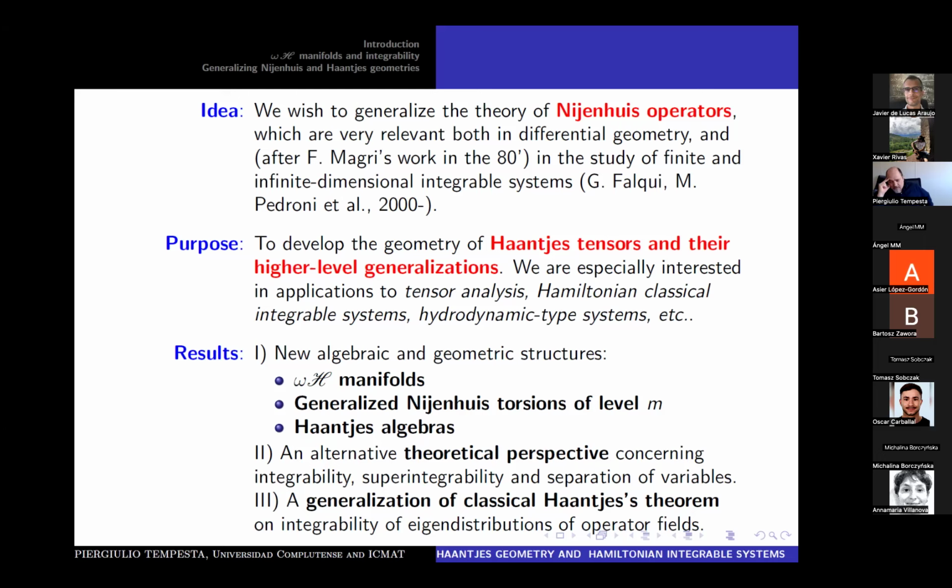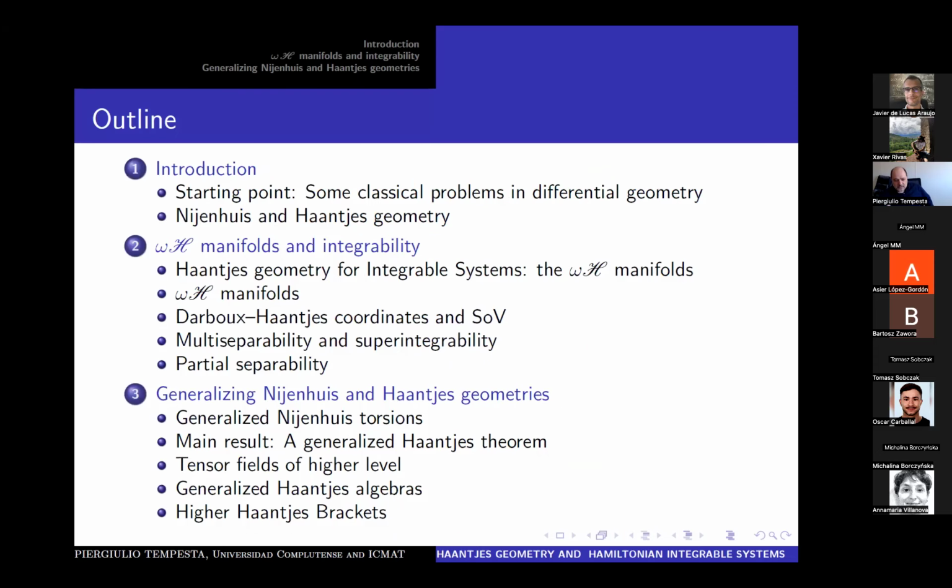Essentially, this framework gives us an alternative perspective about classical notions like integrability, superintegrability, separation of variables. So everything can be discussed and reinterpreted in this Haantjes geometry framework. And also, I would like to propose, this is perhaps the most relevant theoretical result, a generalization of the classical Haantjes theorem, which guarantees as a sufficient condition the integrability of the eigen-distributions of operator fields.